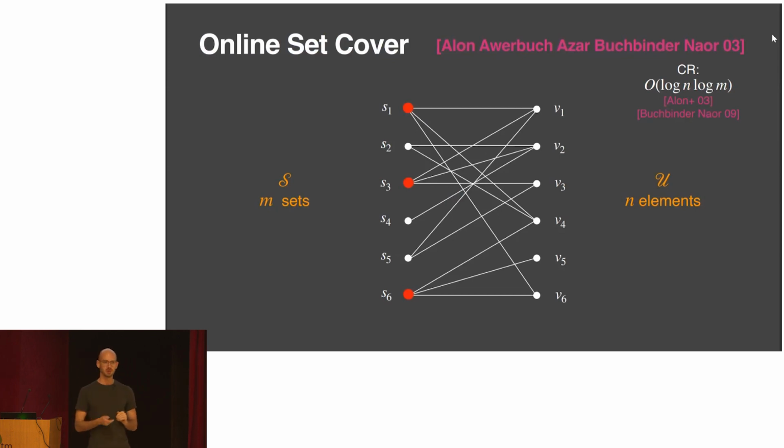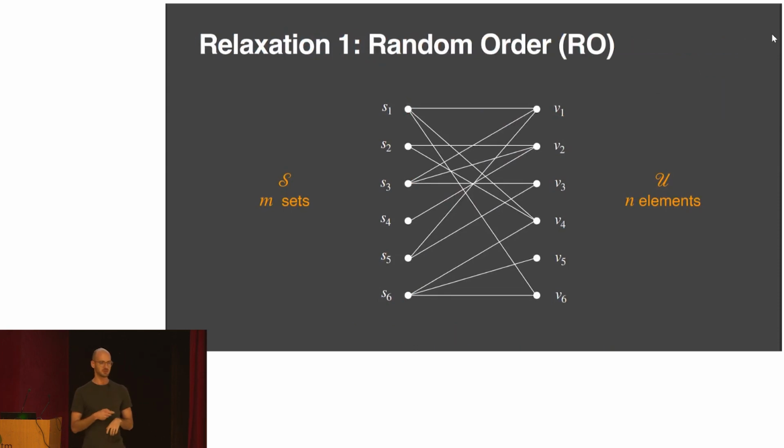And the starting point for our work was the question, what happens beyond the worst case? This is quite a pessimistic model of input. Really, an adversary is trying to mess me up with every step. So there's two natural ways you could relax the adversarial assumption.